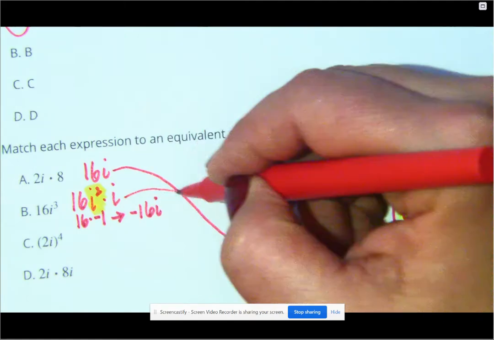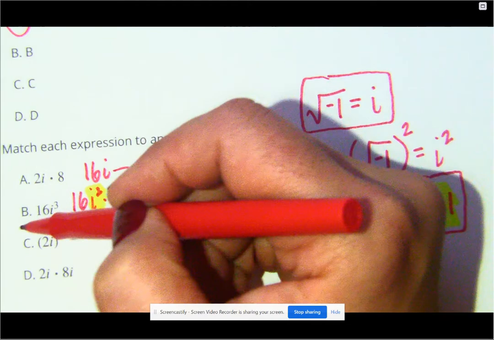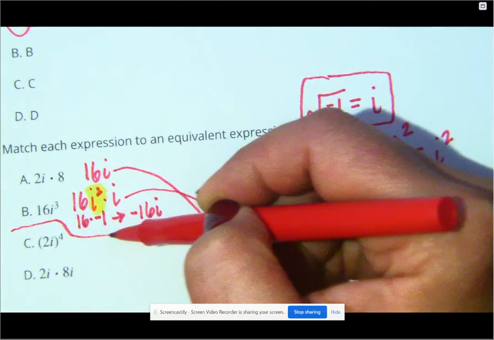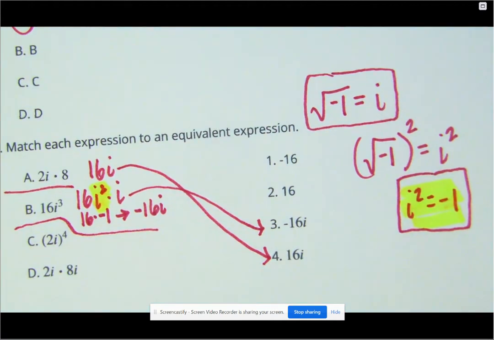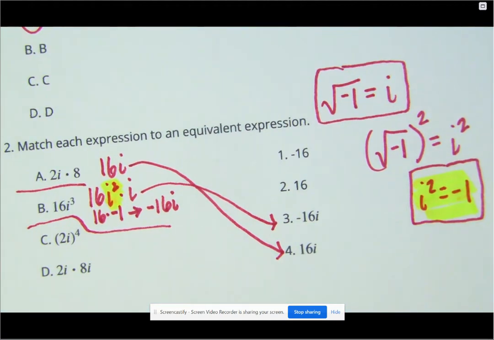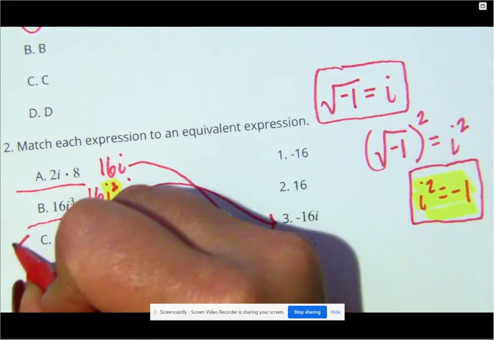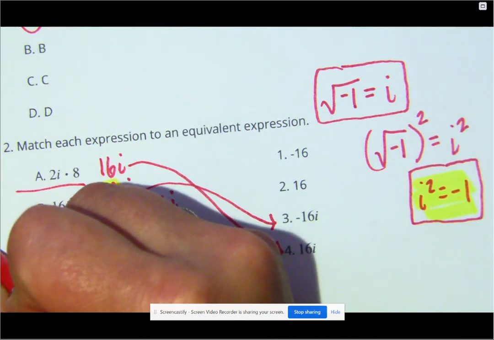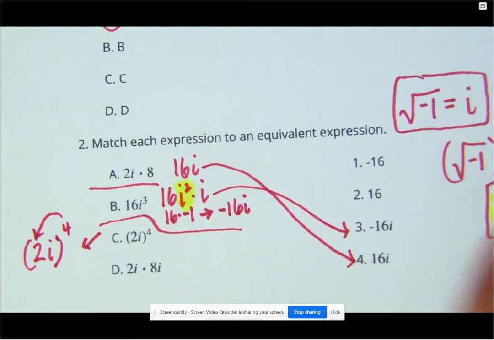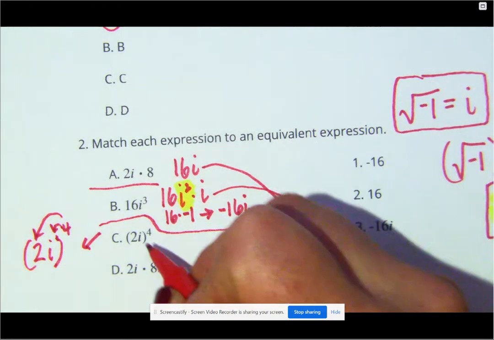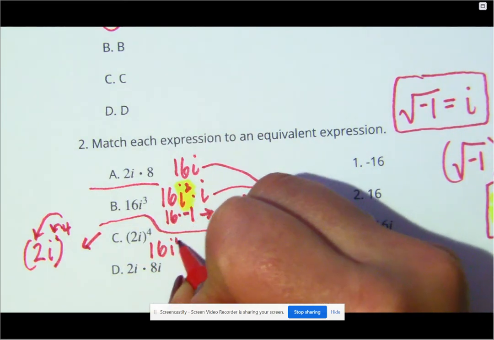These arrows are going to get confusing. I'm going to go like this. All right, letter C, 2i to the fourth. Well, each of those needs to be raised to the fourth power. So you're going to raise 2 to the fourth power and i to the fourth power. So you're going to end up with 2 times 2 times 2 times 2 is 16 i to the fourth.